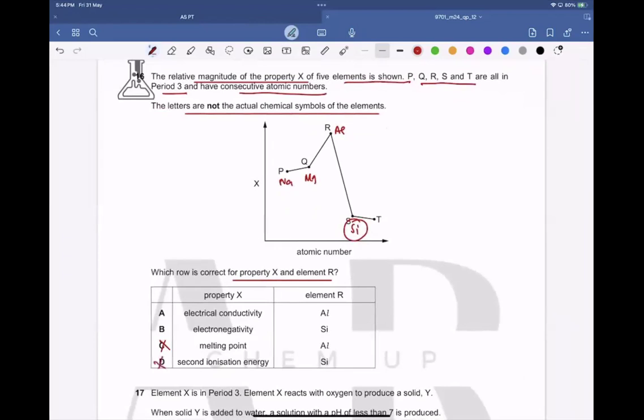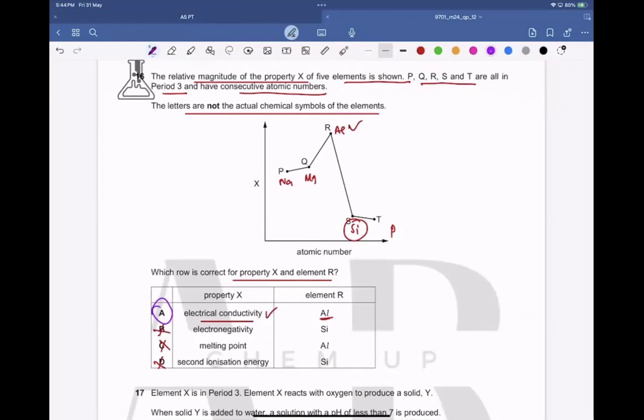It can be the electrical conductivity, right? Because these are metals and their electrical conductivity increases, then silicon, and after silicon we have phosphorus. So the electrical conductivity decreases. So it can be electrical conductivity. And see, element R, yeah, aluminum has 3 more electrons. So B goes wrong as well. So A is the correct answer.